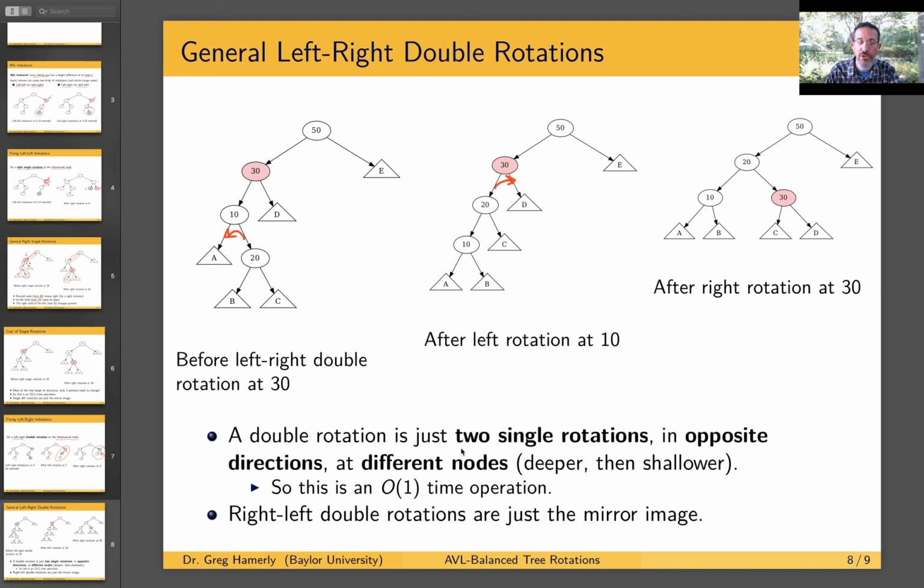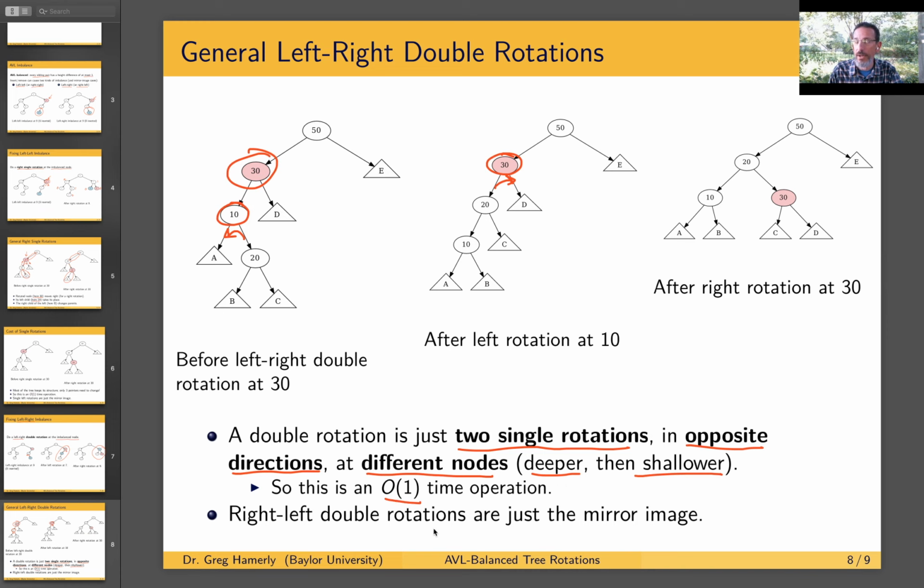So a double rotation is just 2 single rotations. They occur in opposite directions, so it's always left-right or right-left. And they occur at different nodes, and always the deeper one first, and then the shallower one later. The deeper one is the child of the node where the imbalance occurs. The child of 30 is where the first rotation occurs, and then at the node where the imbalance occurs is where the second rotation occurs. Now, because this is two single rotations, and each single rotation is a constant time operation, that's just two constant time operations.